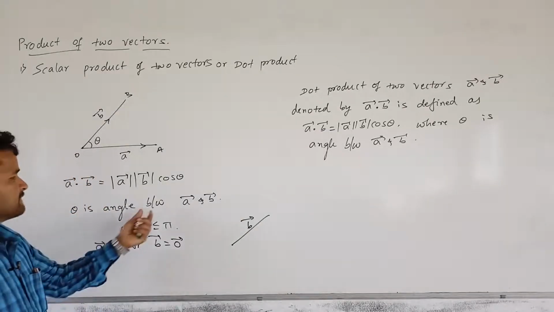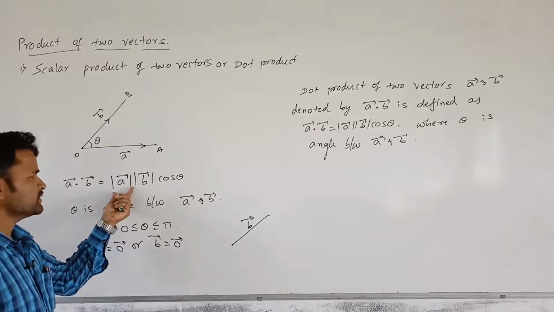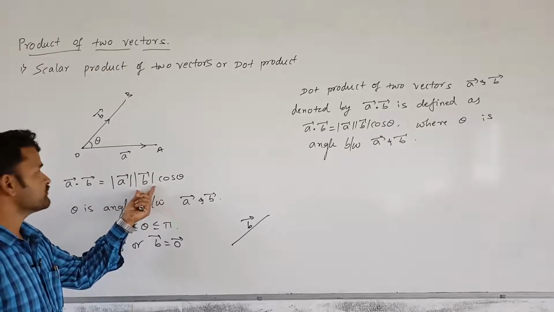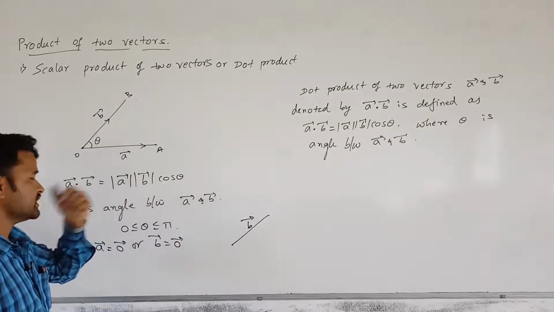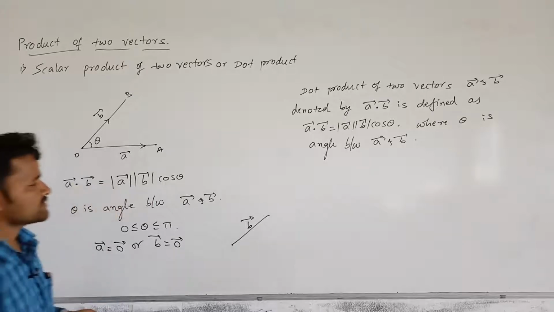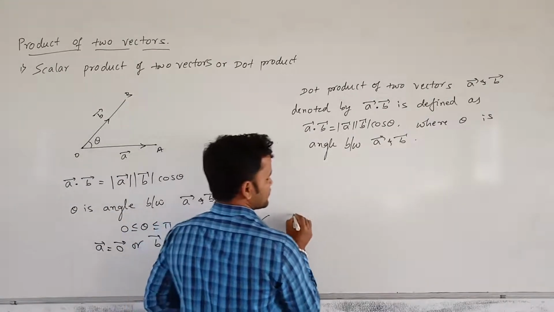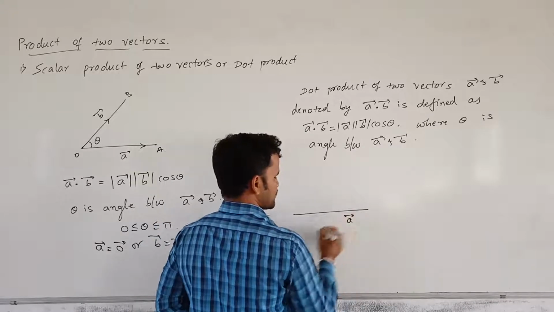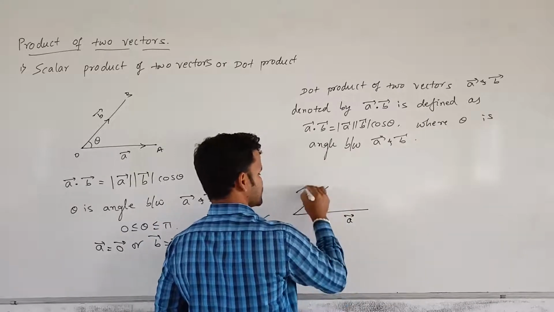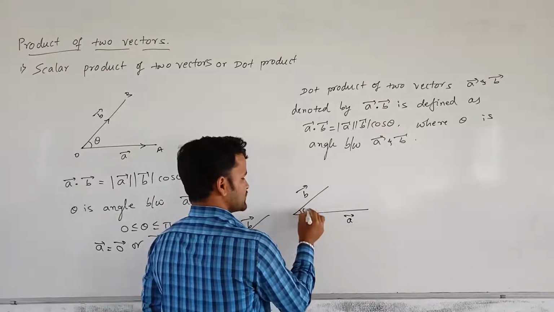Then what is A? A is magnitude of vector A and B is magnitude of vector B, and cos theta. Okay, we will write it. I will tell you something about it. What is this A, B and cos theta? See, suppose this is vector A and this is vector B, and this is theta.